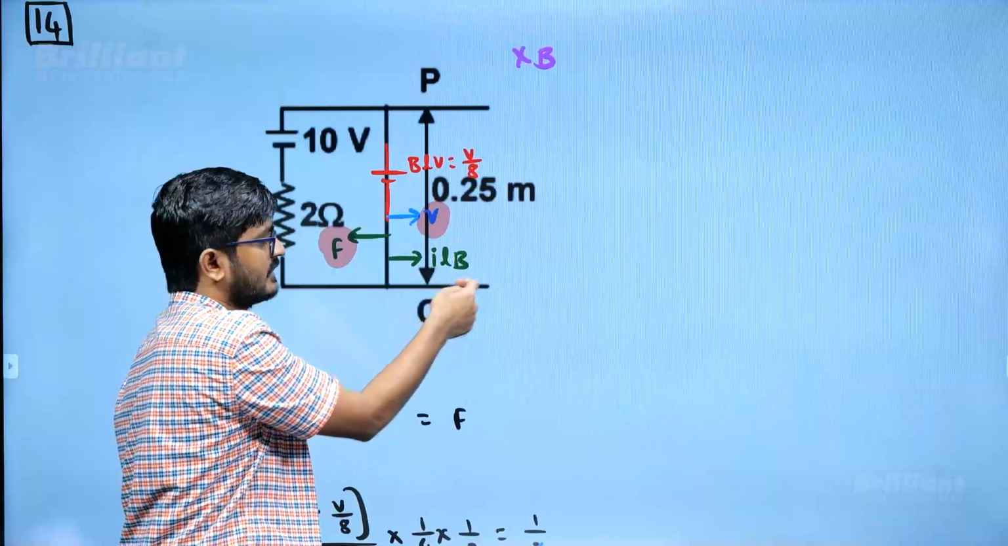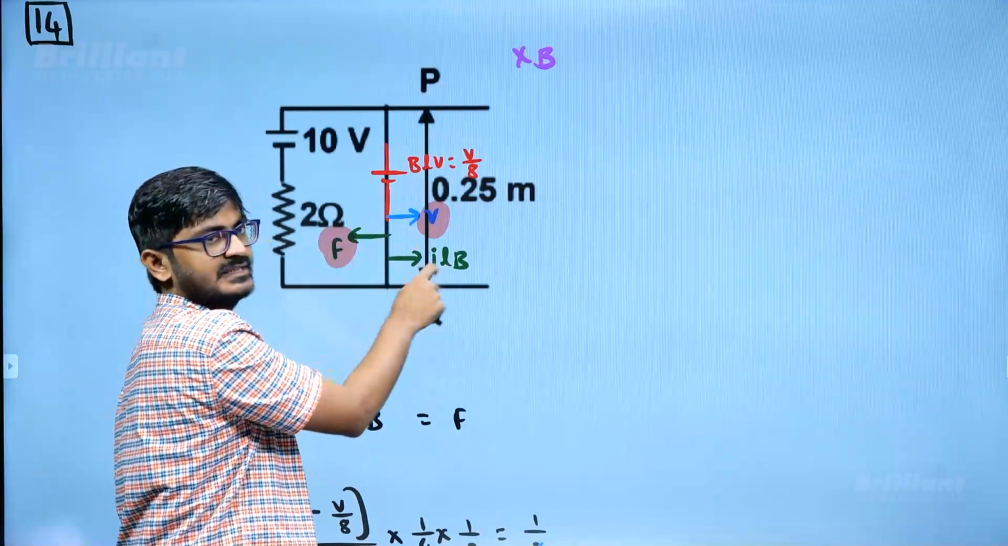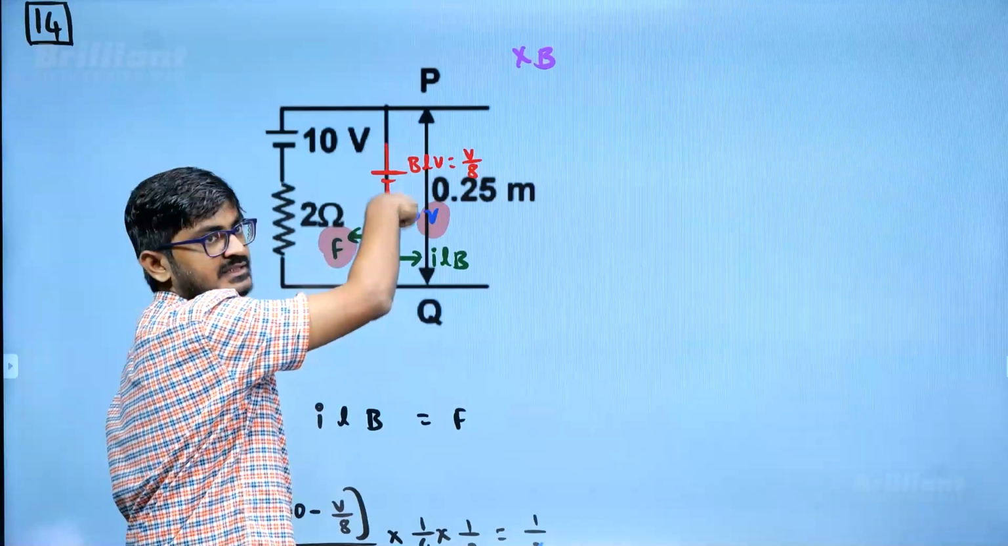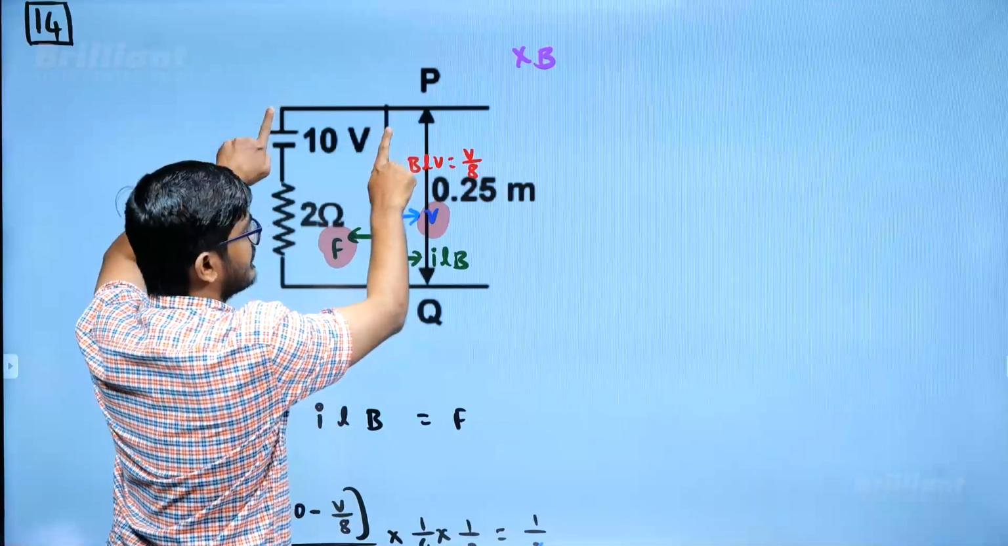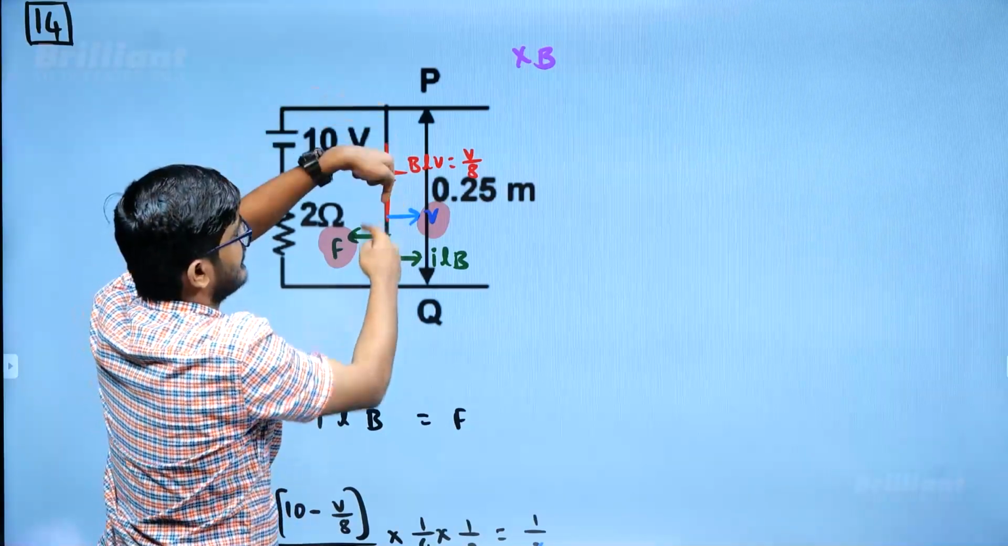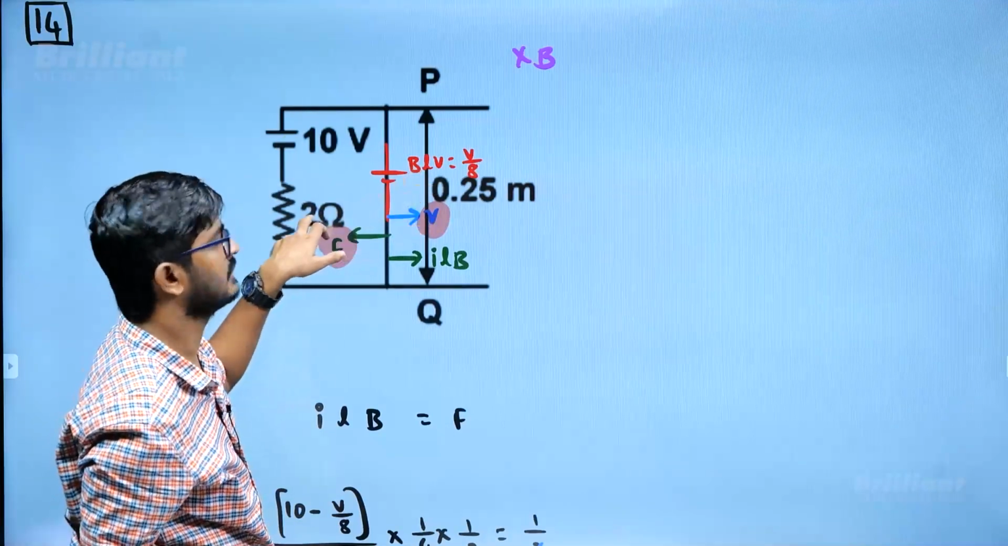If the magnetic force is trying to pull it in this direction, only then do you need to apply some force in the backward direction. What does this mean? It means the current is flowing in this way. If current is flowing in this way, the 10 volt must be more than BLv, right? Because it is driving current in this direction. So what is the net current? Net current is 10 minus this EMF, divided by 2 ohm.